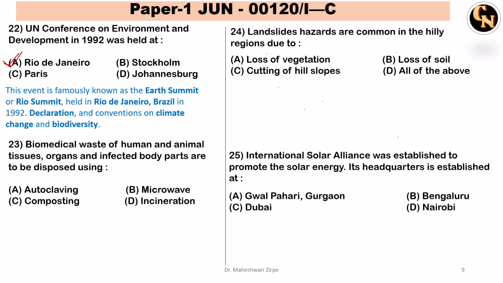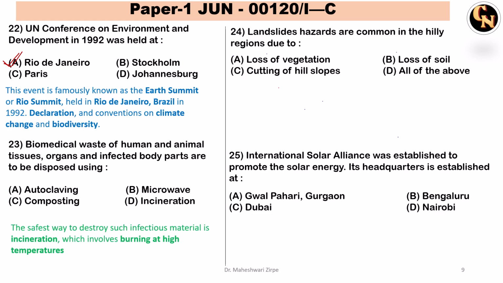Correct option is A. Next is, biomedical waste of human and animal tissue, organs and infected body parts are to be disposed using dash. So the infected parts of the human and animals, we have to dispose them at high temperature, burn it and destroy it, because these are infectious material. So this is done by incineration.